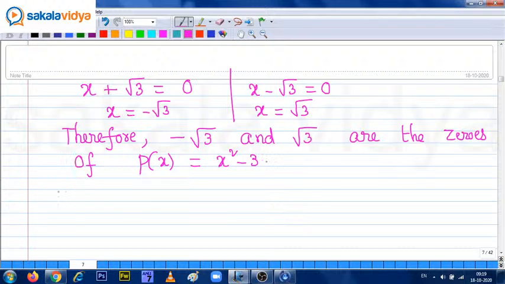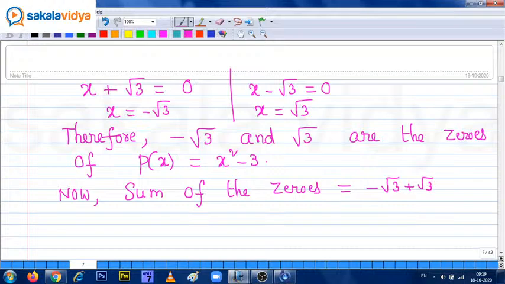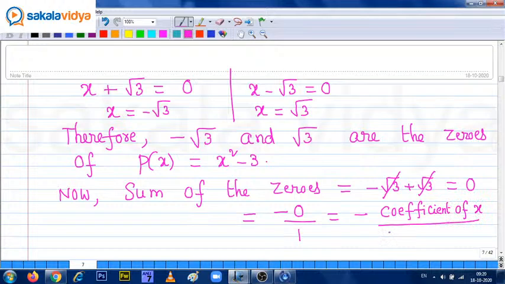Yes. Now the verification part begins. So now sum of the zeros. Don't write short form in the examination. Write sum of the zeros equals minus root 3 added with root 3. Minus root 3 is called additive inverse of root 3. Root 3 is called additive inverse of minus root 3. This cancels, we get 0. For our convenience, you can write minus 0 by 1. This is minus coefficient of x upon 1 being the coefficient of x square.